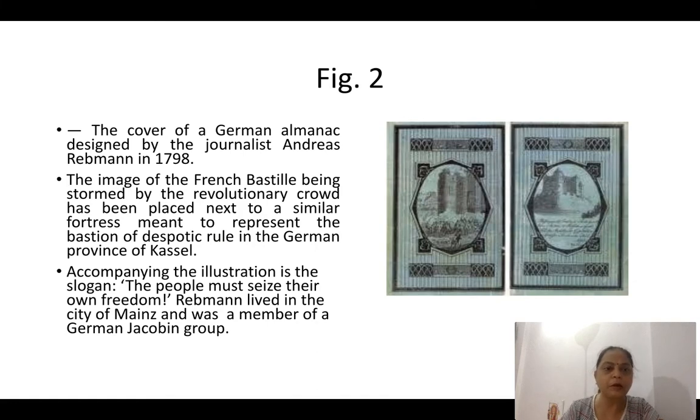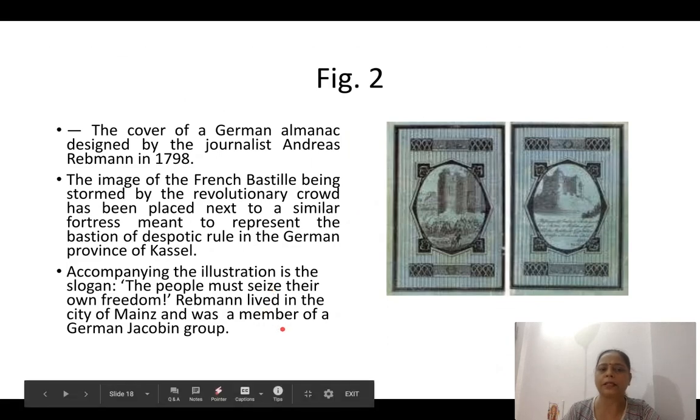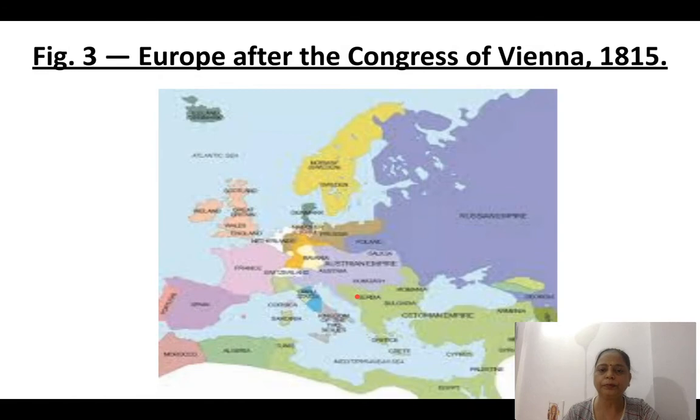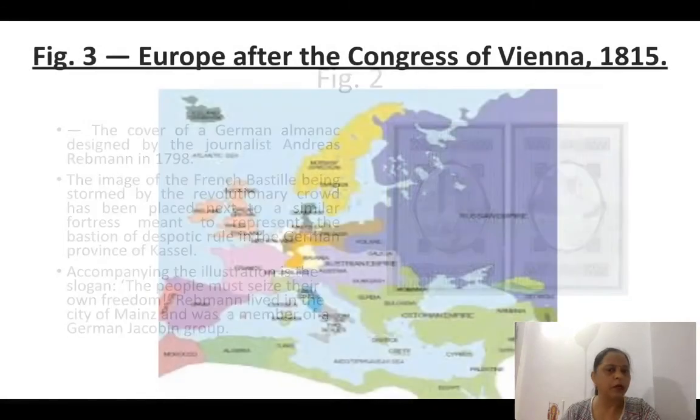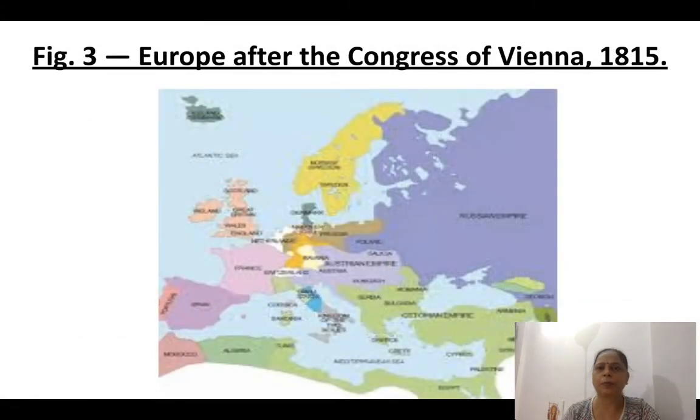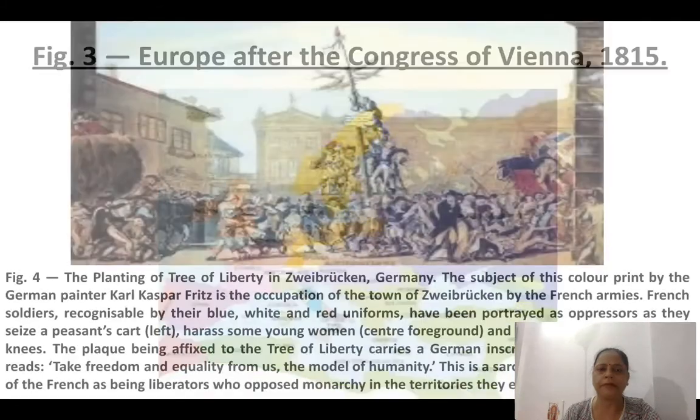So the image of the French Bastille being stormed by the revolutionary crowd has been placed next to a similar fortress meant to represent the bastion of despotic rule in the German province of Kassel. Accompanying the illustration is the slogan, "The people must seize their own freedom." Rebmann lived in the city of Mainz and was a member of a German Jacobin group. Jacobin was a club of youngsters. So, Europe after the Congress of Vienna in 1815.